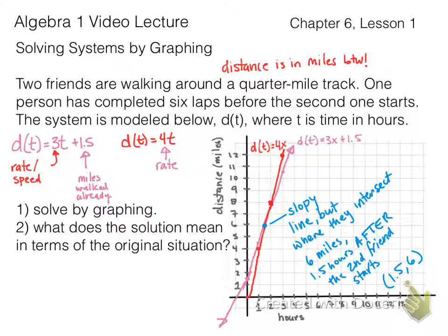So again, it's 1.5 hours after the second person got there, but it's more than 1.5 hours since the first person started walking. Okay, so that's that. All right, moving on. I know this is going to be a long recording, guys. Sorry, this is new material for most of you.